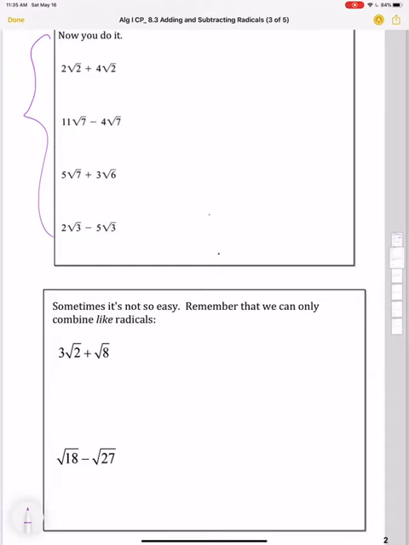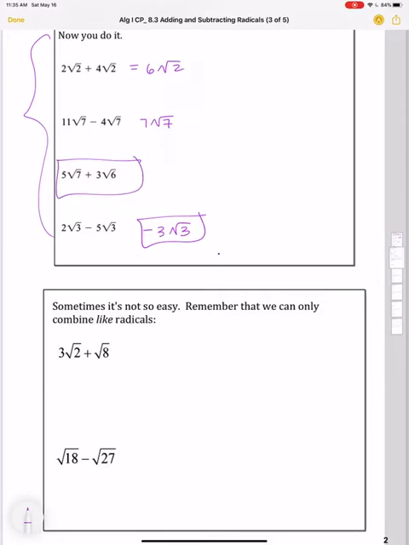Okay, so you've paused the video. These are your answers. 6 root 2, 7 root 7, and those you can't add, and negative 3 root 3. So this would be your answer.